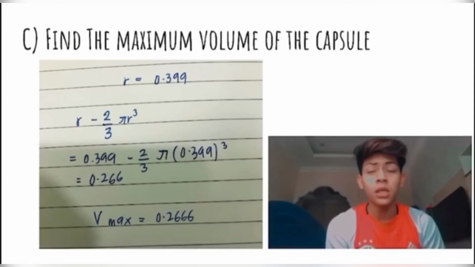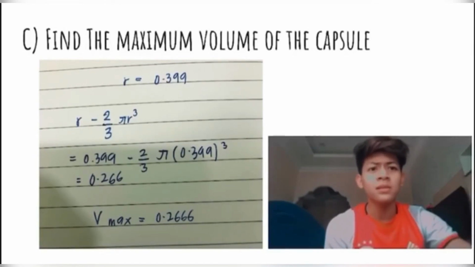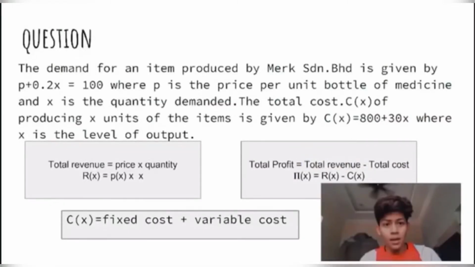When we got r equal to 0.399, we must put the value of r in this equation. The equation is r minus 2 over 3 times r to the power of 3. So when we put the value of r in this equation, the maximum volume of the capsule is equal to 0.2666. Let's move to the next question.